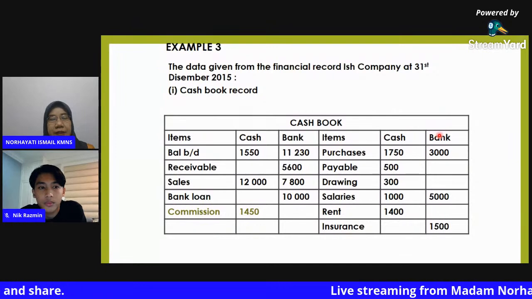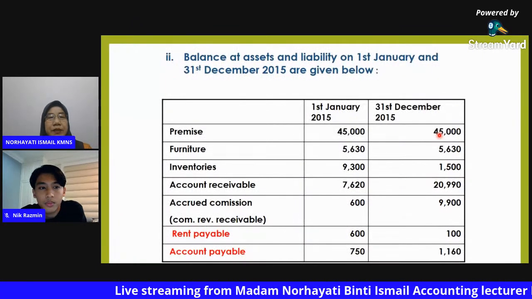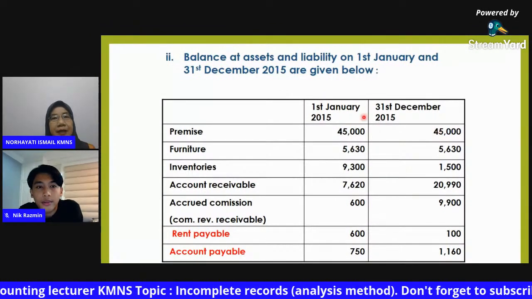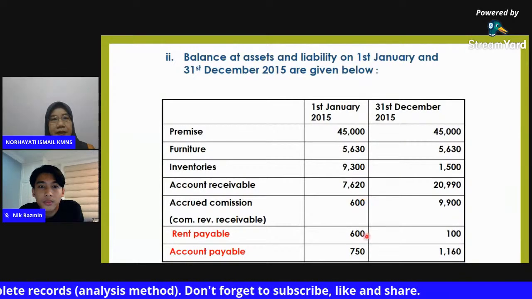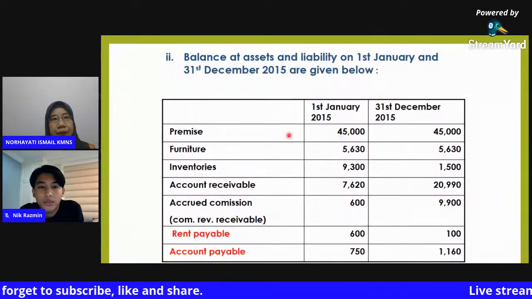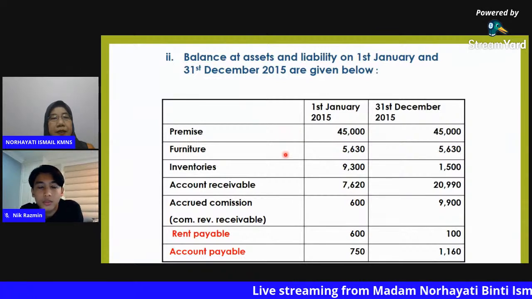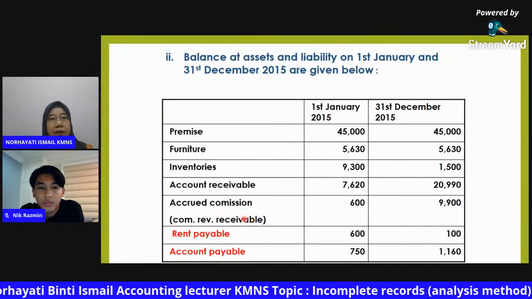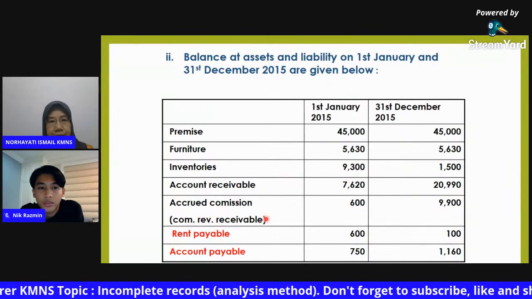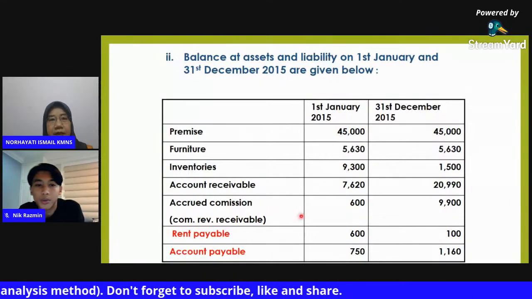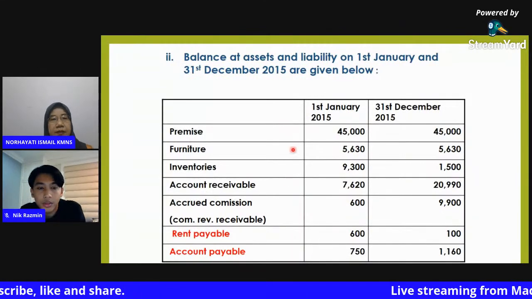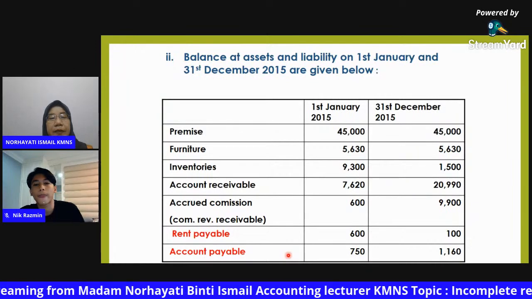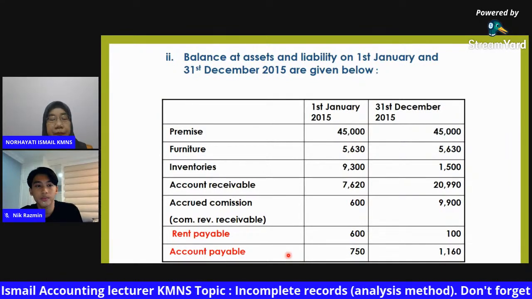So this is the first information given by the company. Now the second information that the company give to you as an accountant. So you can see this is the balance or the beginning balance. Okay, you can see the beginning balance. So you can write down premise. Premise is for asset, furniture, asset, inventories, asset, account receivable, asset, account commission, revenue receivable, or in other words, accrued commission is asset. So you must identify this one, all are asset. Rent payable liability and account payable liability, because you have to prepare the statement of affairs for beginning capital.